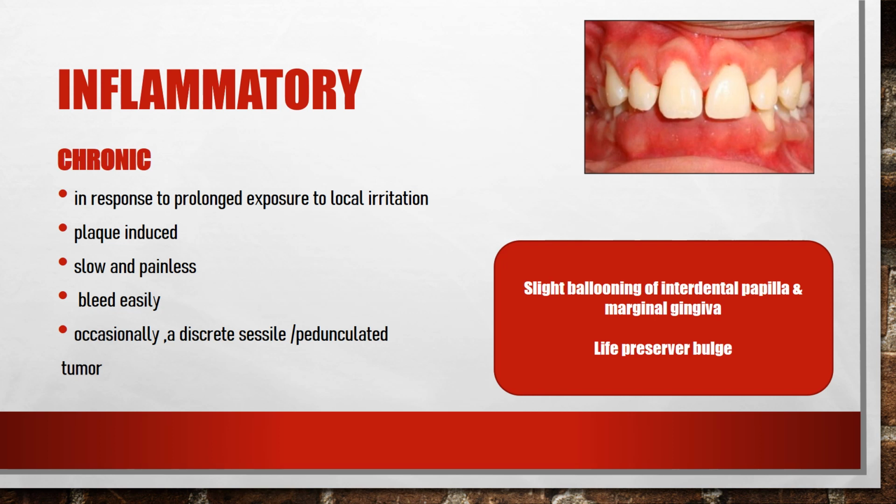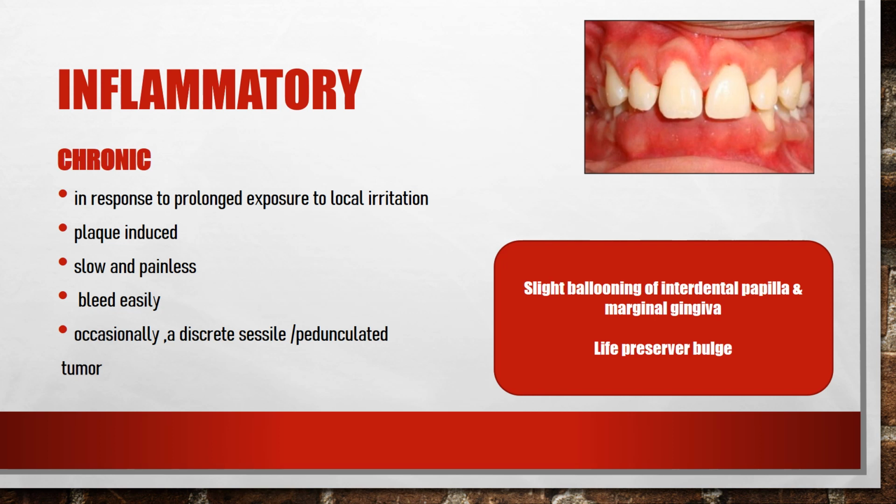Now we are moving on to the details of each, the inflammatory gingival enlargement. First we are going to discuss the chronic one. As the name indicates, it is a response to prolonged exposure to local irritation. Mostly it will be plaque induced. It is slow and painless and bleeds easily. Occasionally it can be seen as a discrete sessile or pedunculated tumor.